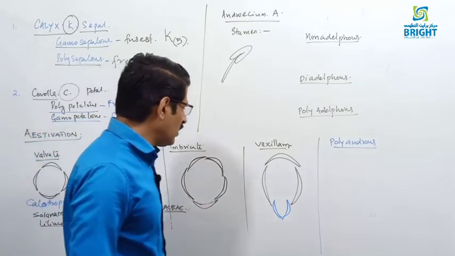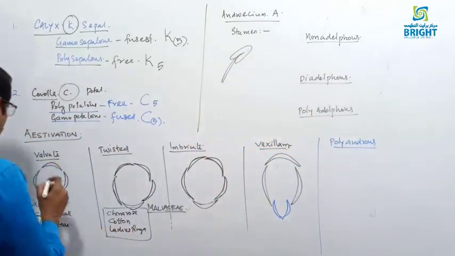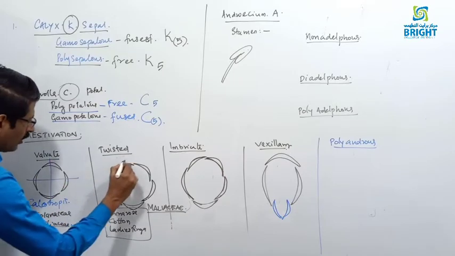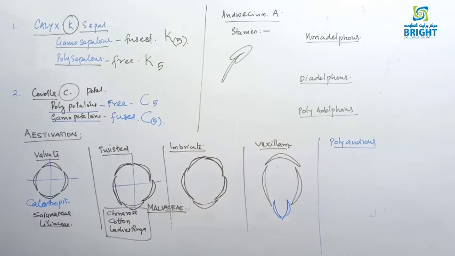And the third is imbricate estivation. And listen to one thing: this valvate estivation and also twisted estivation are with actinomorphic flowers. The flower can be divided into 2 equal halves through any vertical radial plane.